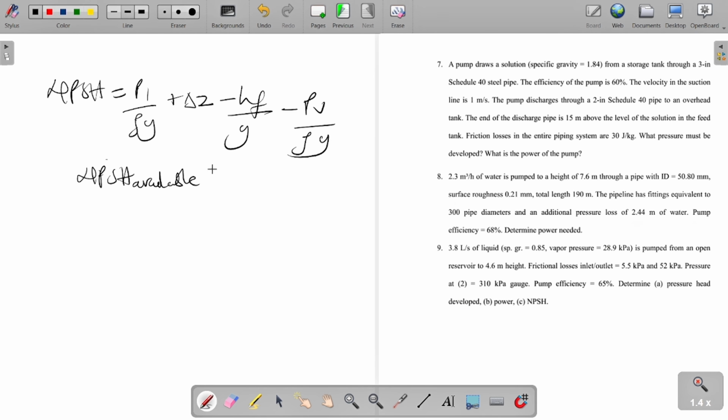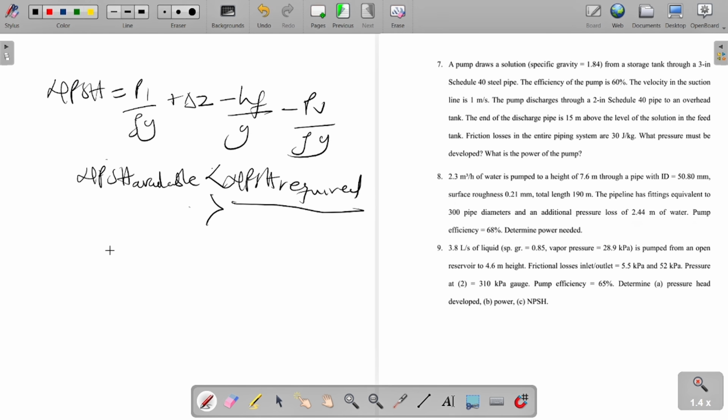So if the NPSH available is less than the NPSH required, which is specified by the manufacturer, meaning that cavitation will occur. You get it? So always you make sure the NPSH available is greater than your NPSH required. That means that no cavitation will occur in the pump, right?